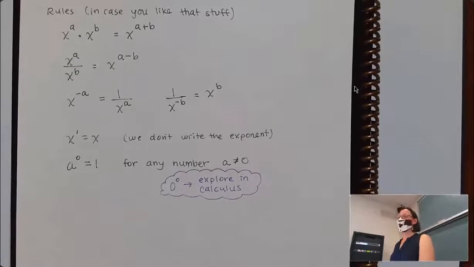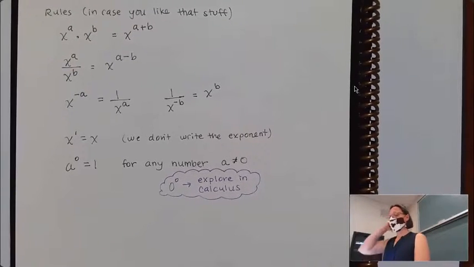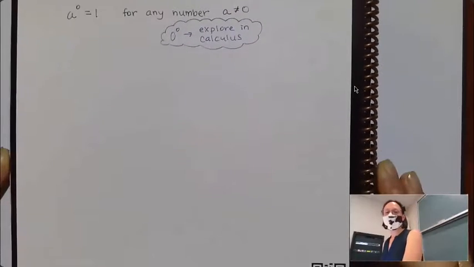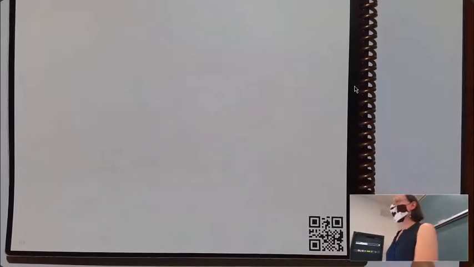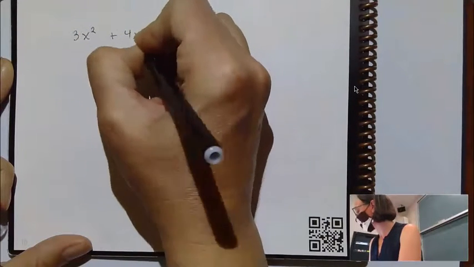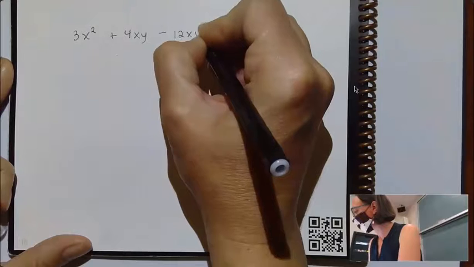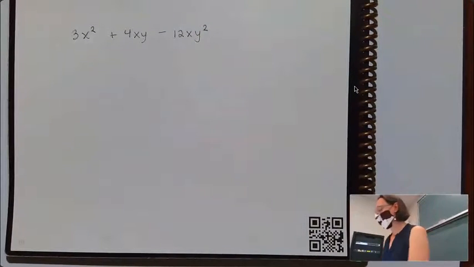I'm going to switch gears just a little bit here to talk about monomials. Actually, no one really cares about that word, but it's where we're headed next, which is that most of the time we're not dealing with a single number or a single variable raised to a power. We're often dealing with things that look like 3x squared plus 4xy minus 12xy squared. Each of these terms is called a monomial.